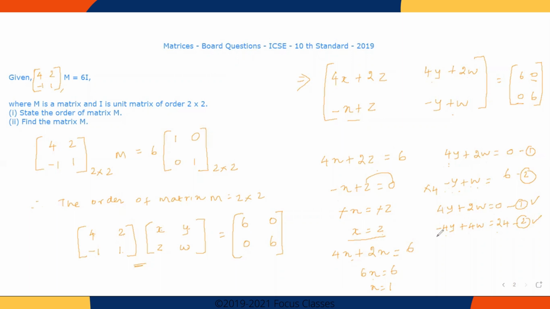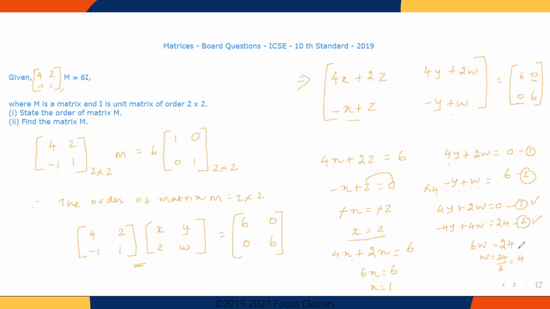So now these two will get cancelled, 4y minus 4y. This we have to add. So these two will get cancelled. Then 2w plus 4w will be 6w, which is equal to 24. So from this w is equal to 24 upon 6, which is nothing but 4.